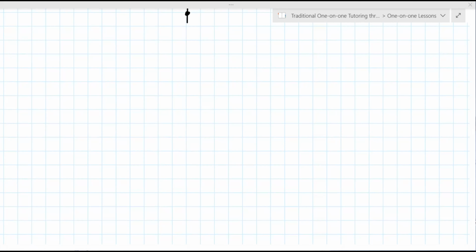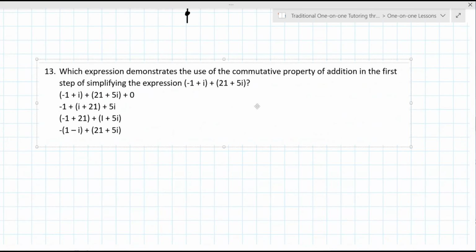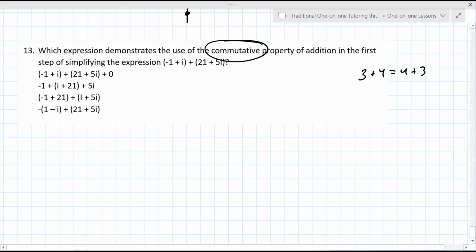This is one of those intermediate answers. Okay. So what I would recommend when you get a problem like this, are you seeing my screen? The question 13. Yeah. Okay. What I would recommend when you're doing a problem like this is working it out without looking at the answers, and then trying to match it up. So, the commutative property, what that means is like 3 + 4 = 4 + 3.